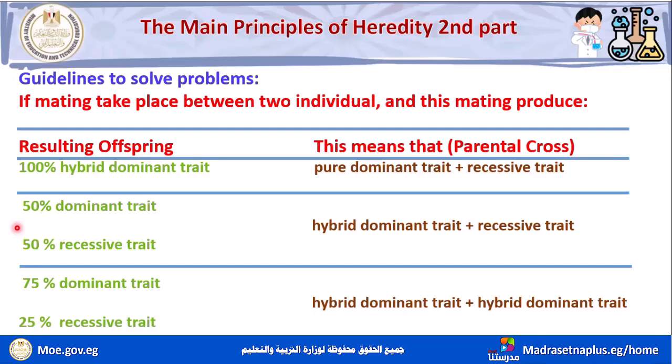If the resulting offspring are 50% dominant trait and 50% recessive trait, this means that the parental cross is between a hybrid dominant trait and a recessive trait. If the resulting offspring are 75% dominant trait and 25% recessive trait, this means that the parental cross is between a hybrid dominant trait and a hybrid dominant trait. Okay, the two parents are hybrid.